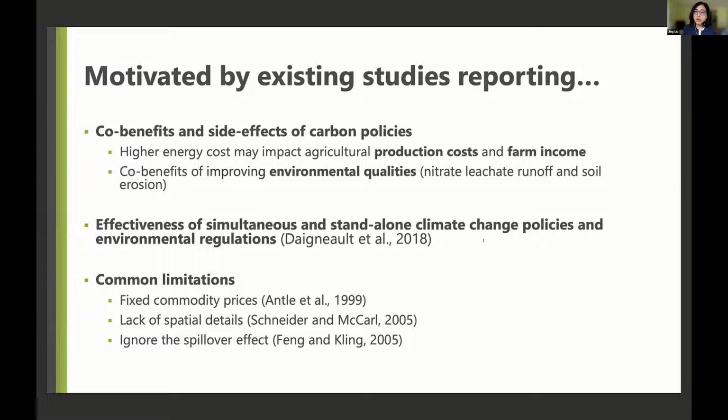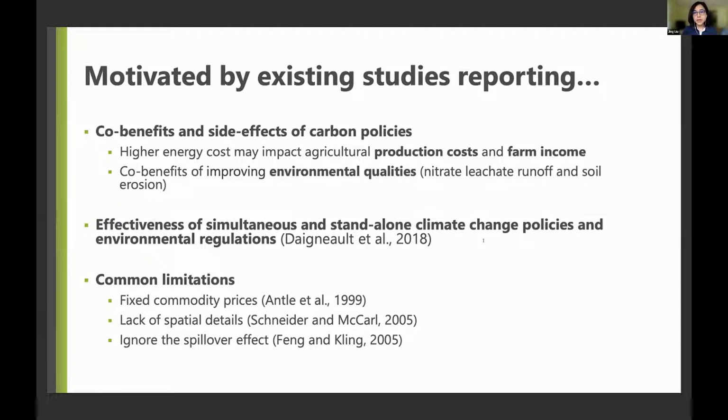But most of that literature also reported some benefits from implementing carbon policies, showing positive environmental quality improvements, such as reducing nitrogen leaching because fertilizer use is reduced, and also some reduction in soil erosion because some of those farmers are implementing conservation practices to try to keep the carbon sequestered in the fields.